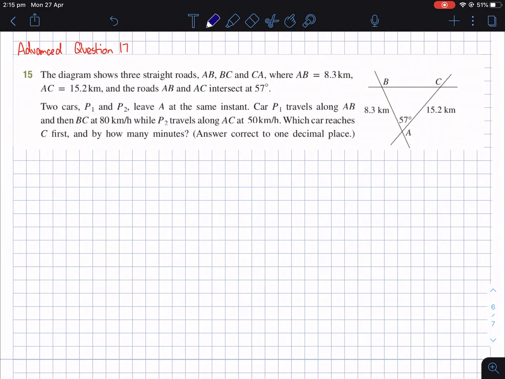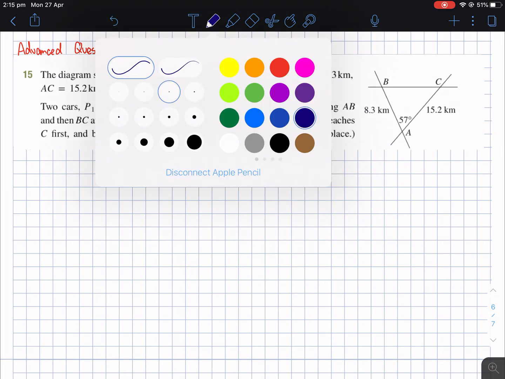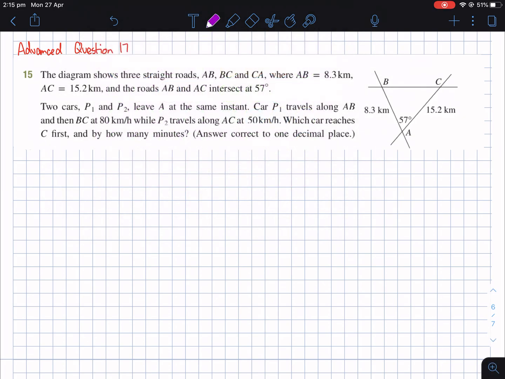Yes, this is quite a complicated problem. No, it's not the end of the world. It's very doable. Now, first of all, we've got car P1, and I'm going to make it purple. P1 goes this way, and then this way. So this is P1.